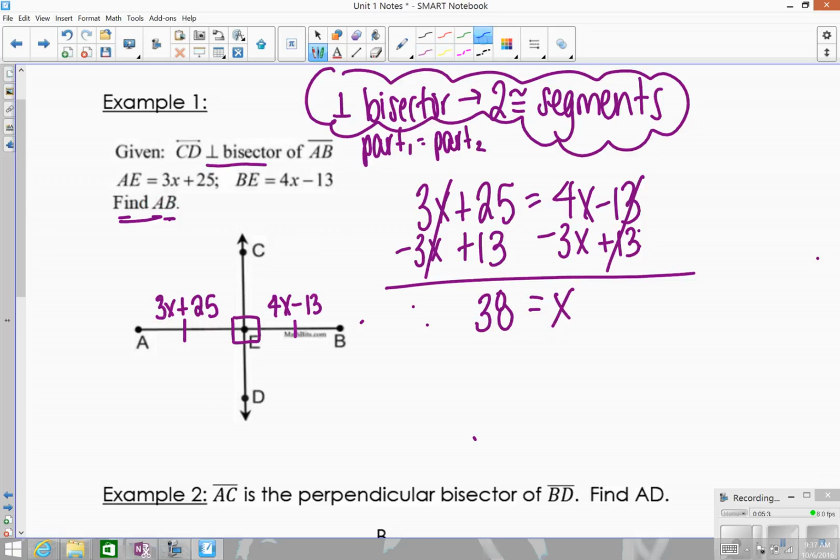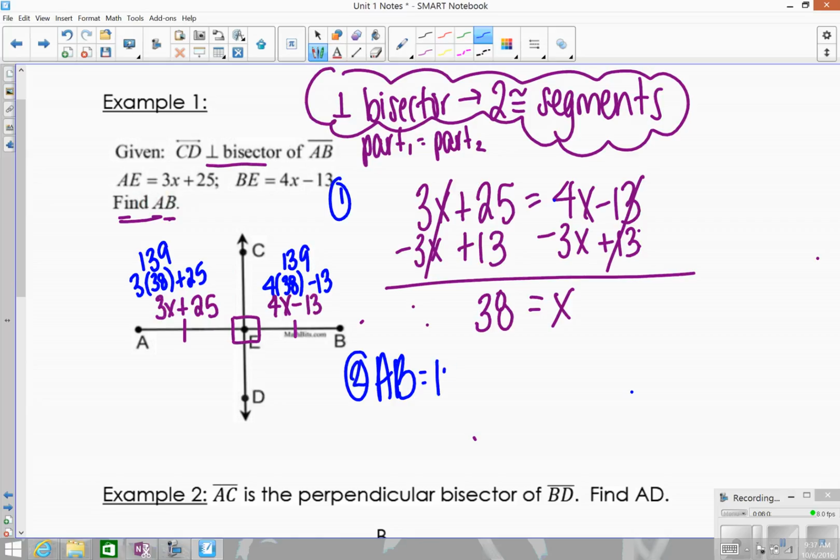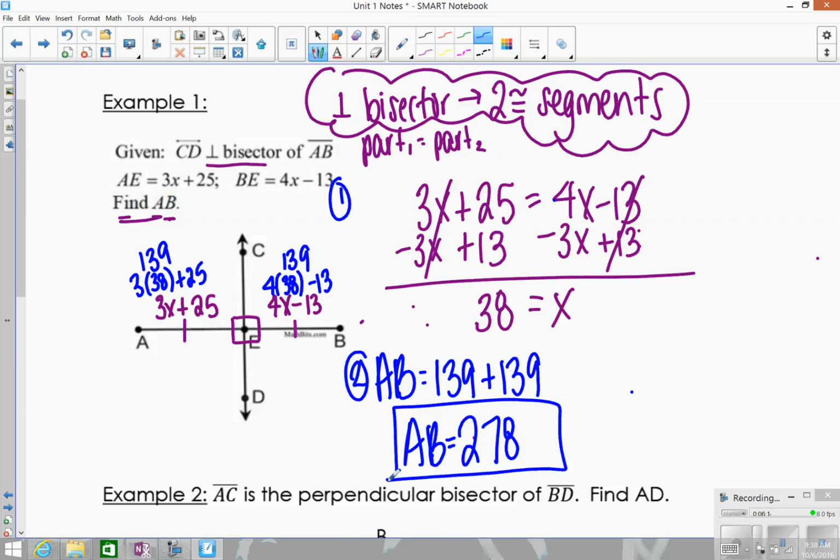So AB, so this is the first part. Second part is to find AB. AB is the sum of these two parts here. So what I'm going to do is I'm going to plug in 38. And when I do that, I get 139, which means this part should also be 139, but you actually want to plug it in and make sure it's a good way to check. So when you do that, you end up with 139. So that means AB is going to be 139 plus 139. So AB is going to equal 278. So that's using the fact that perpendicular bisector gives you two congruent segments.